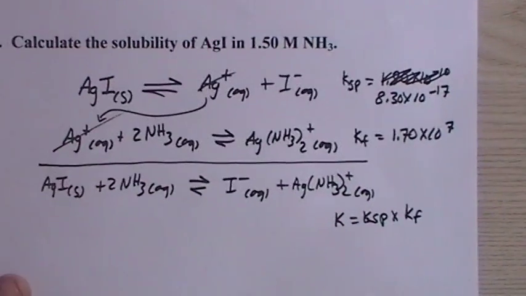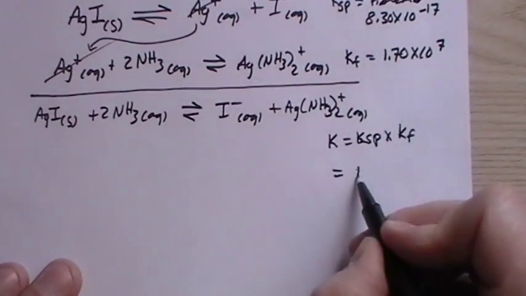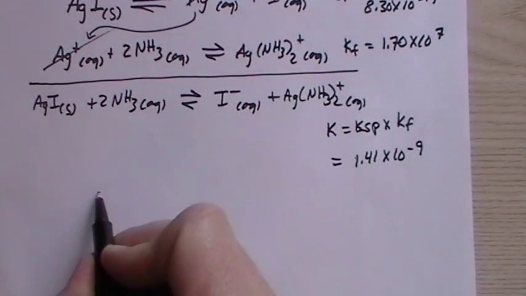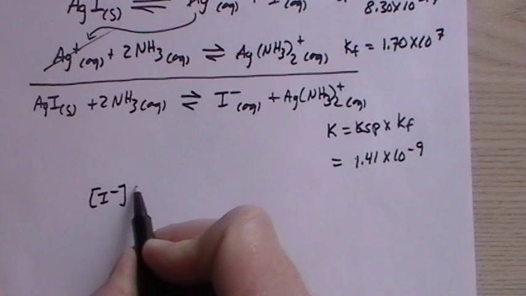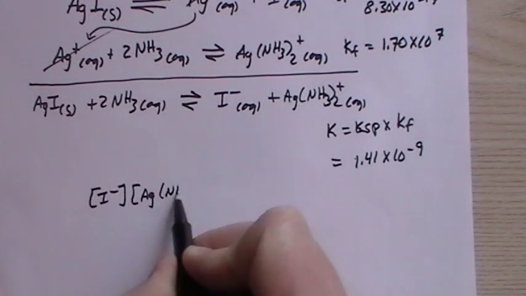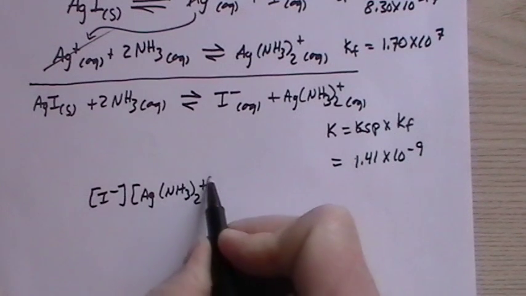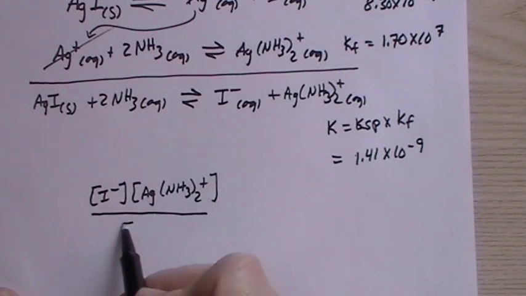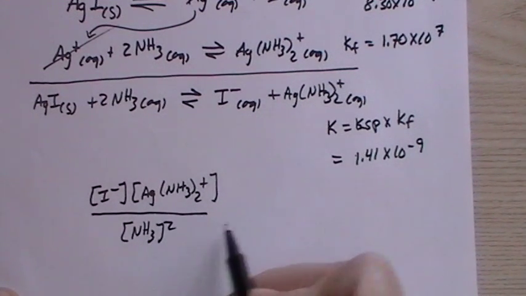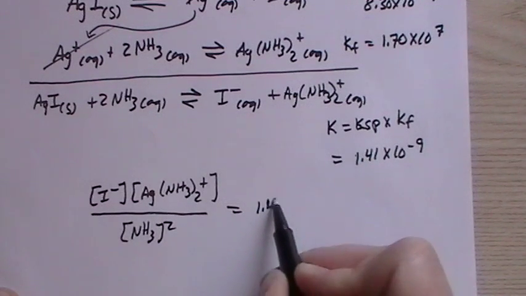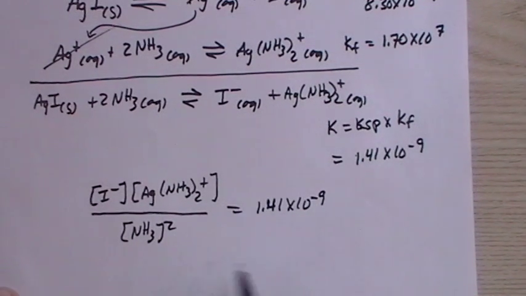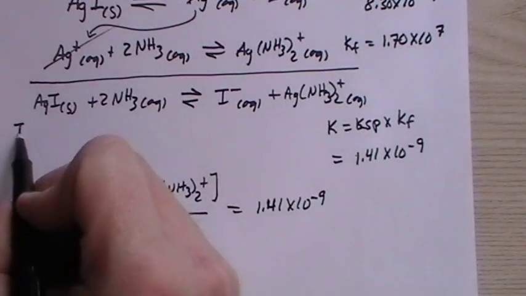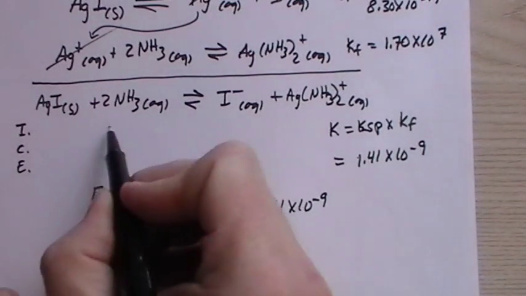And the K for this is going to be Ksp times Kf. Let me make sure I'm on. Yep, which is going to be 1.41 times 10 to the minus 9. So that means that the concentration of iodide times the concentration of the silver ammonia complex over the concentration of ammonia squared equals that number. I keep debating whether or not to mention the name of this complex. That's going to be a next chapter. We don't have to do that for now.